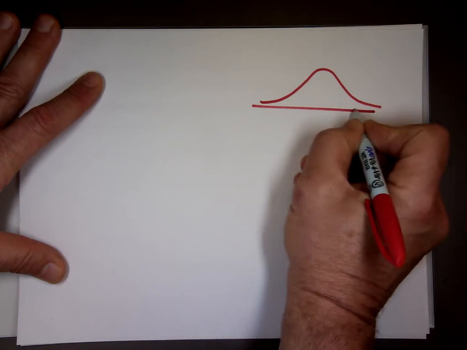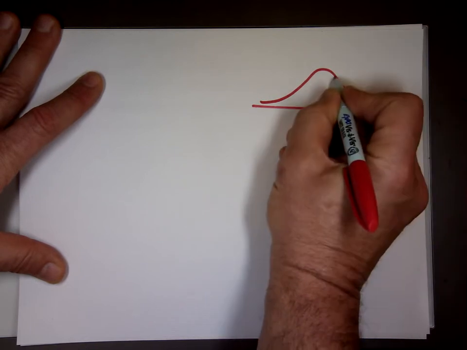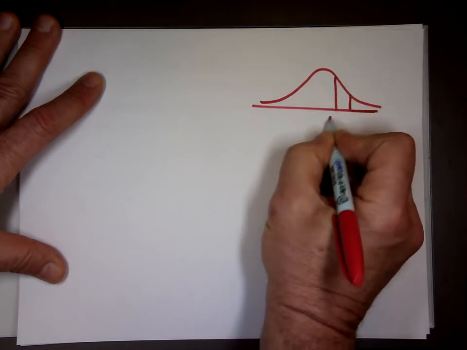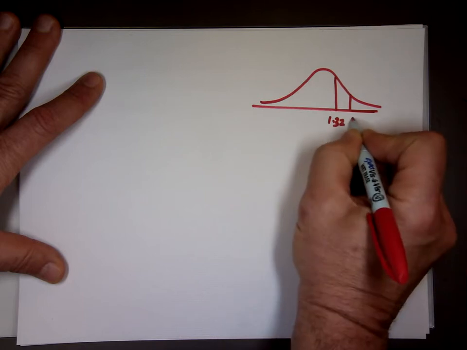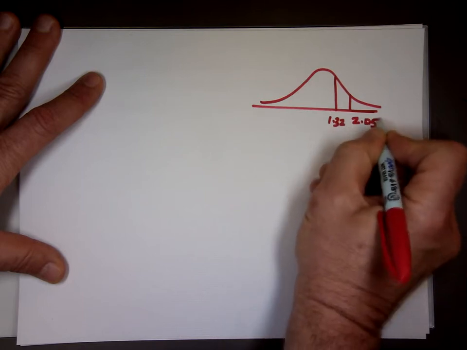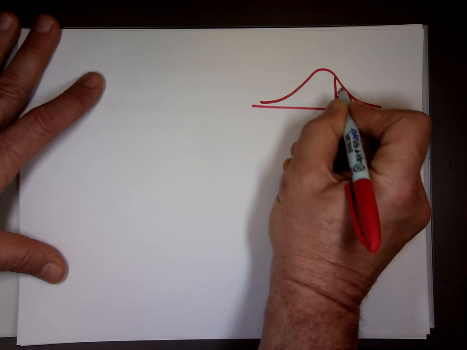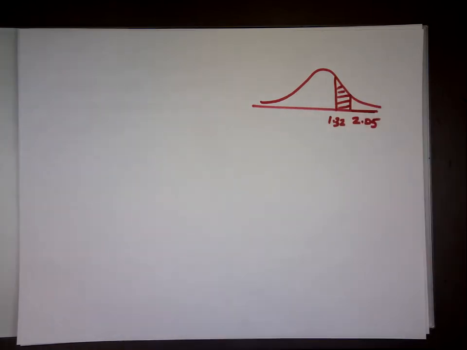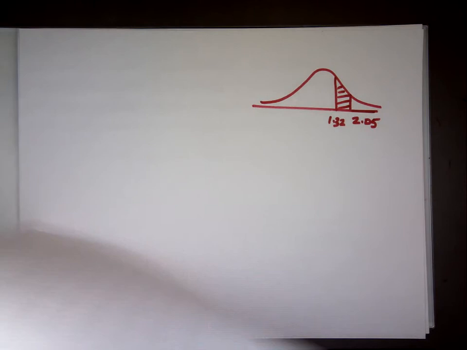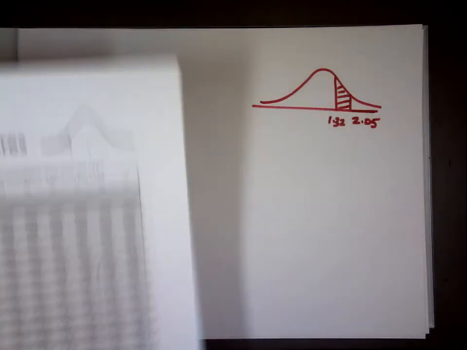Let's say I'm looking for the area between 1.32 and 2.05. These are positive z-scores. So let me put the positive z-score table so you can look at them and see what numbers you want to use.